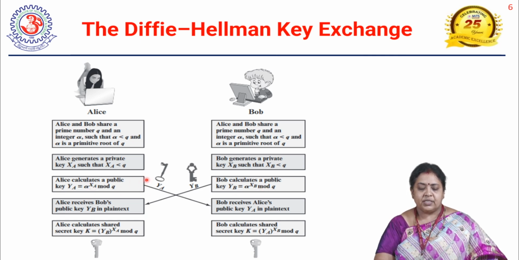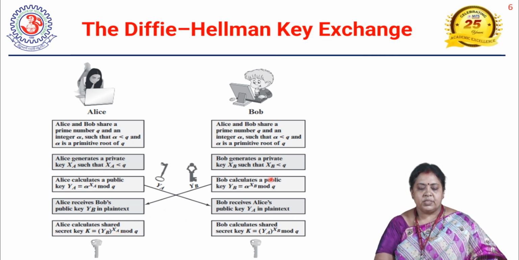After calculating the public keys, Alice is going to announce her public key, and Bob is going to announce his public key, called YB. By taking Alice's public key YA, Bob is going to calculate the key, and by taking the public key of Bob, Alice is going to calculate the same key. How Alice calculates: K equal to YB, the public key of B, to the power of XA, which is Alice's private key, mod Q.